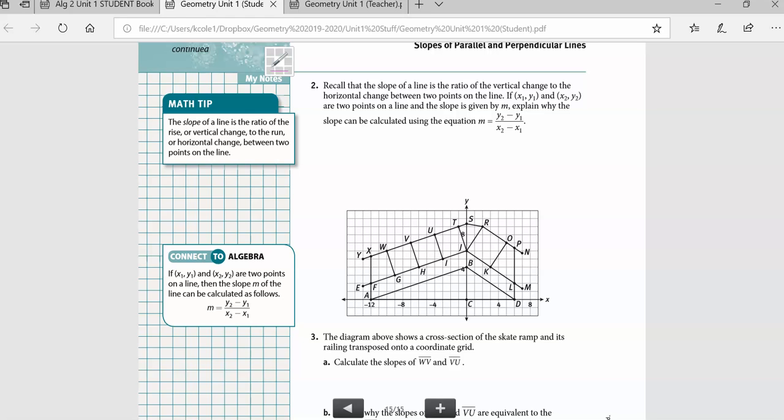Well, that's not wanting to write. Okay, there's that. Sorry, let me try this one more time. We are looking for the vertical change over the horizontal change.